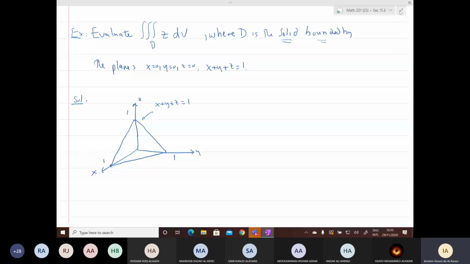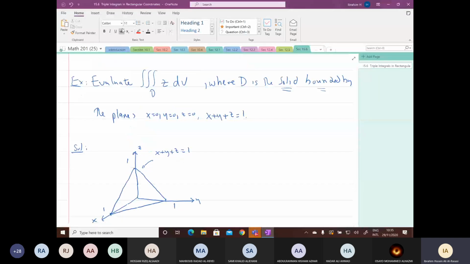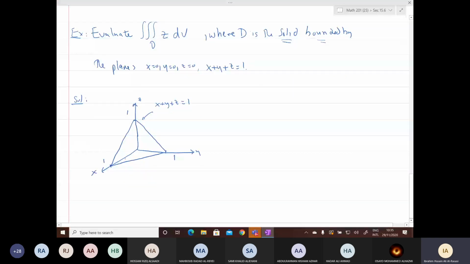Okay. So what is the solid? The solid will be the following. Everything below the triangle and in the corner. In the wall and below the plane. In the corner. Okay. So this is the solid. Everything below the triangular plane and inside in this corner. So this is our solid.